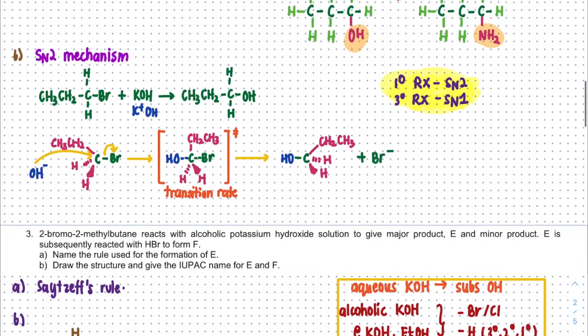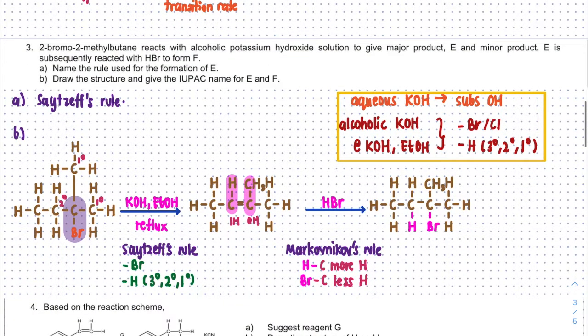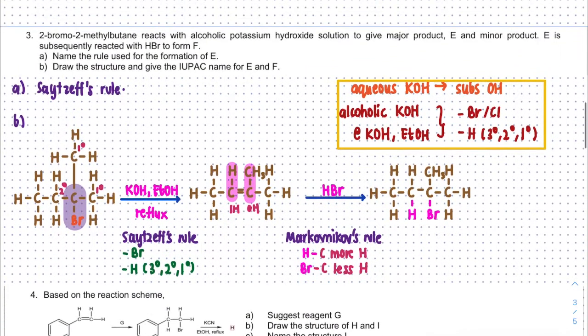Okay, so now let's look for question number 3. Okay, so for question number 3, here it mentioned that 2-bromo, 2-metabutane reacts with alcoholic potassium hydroxide solution to give major product E and minor product. E is subsequently reacted with HBr to form F. Okay, name the rule used for the formation of E and then draw the structure and give the IUPAC name for E and F.